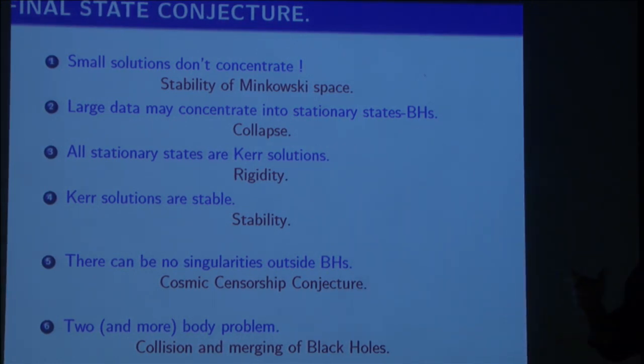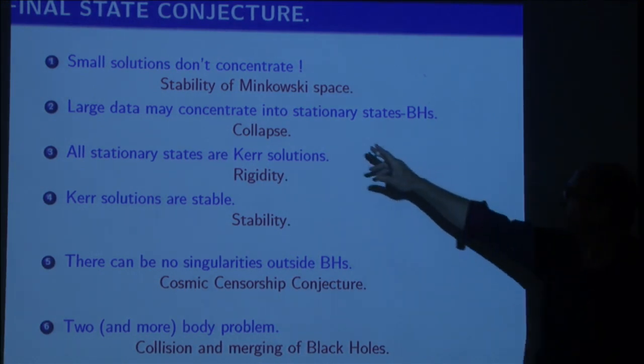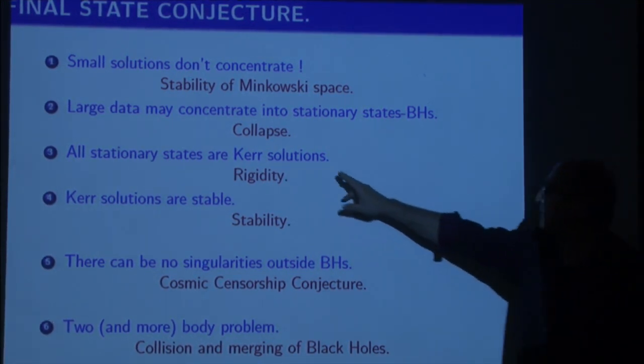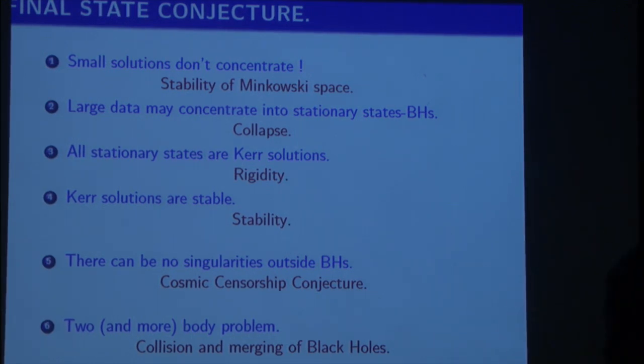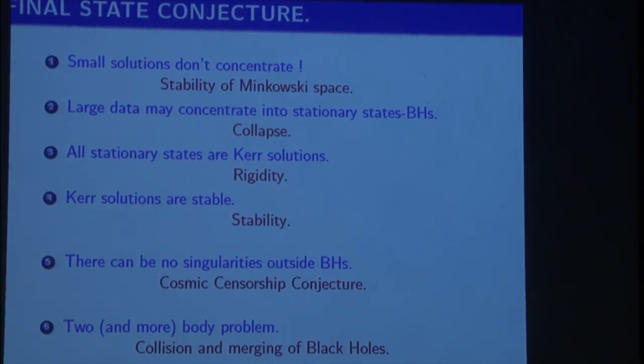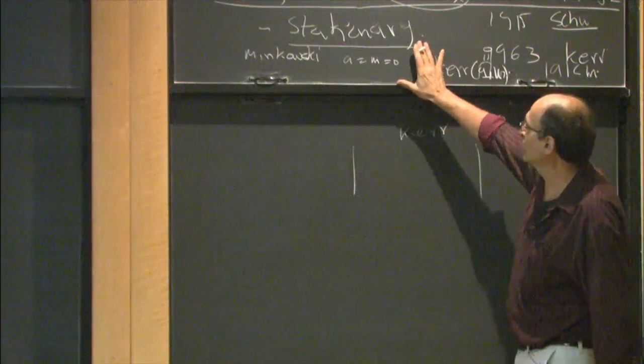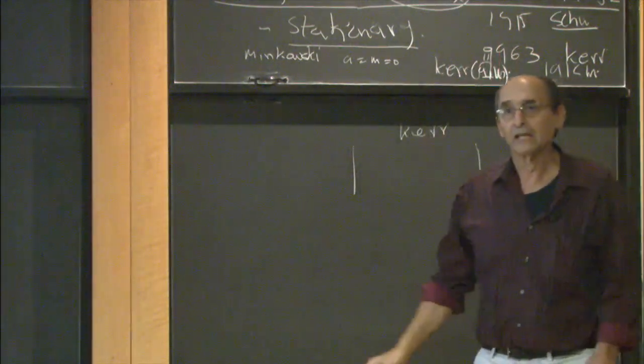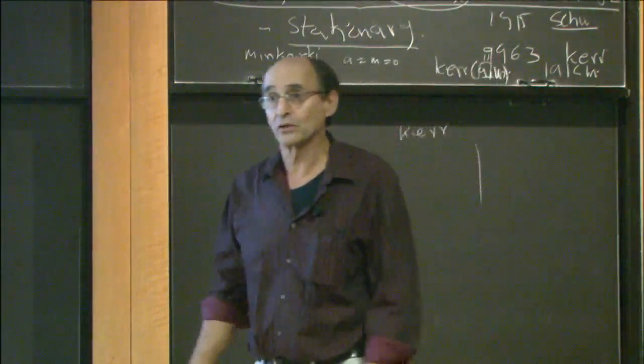Now if you start taking data larger, then you might have concentration, and this is a problem of collapse. In other words, large data may concentrate into stationary states, which are black holes. All stationary states are Kerr solutions. So this is an interesting remark about this. We have a family of solutions which are this two-parameter family. How do we know that these are the only stationary solutions, right?